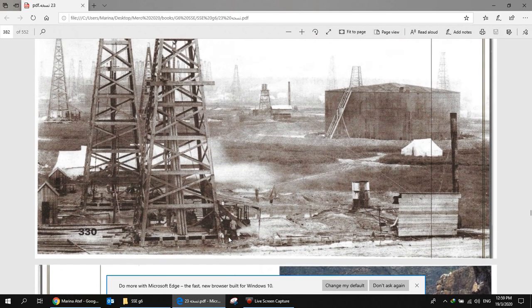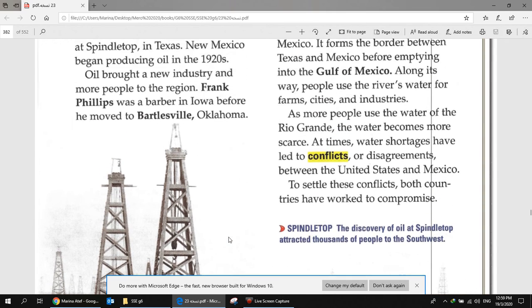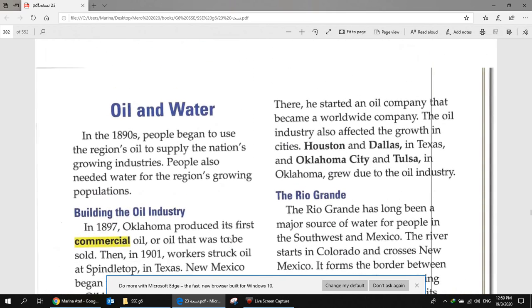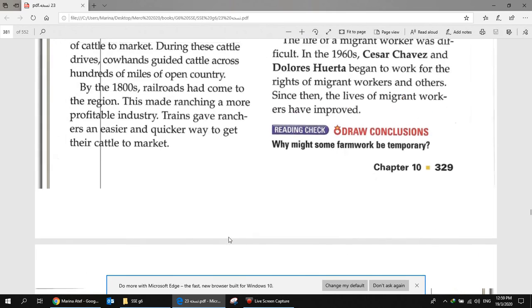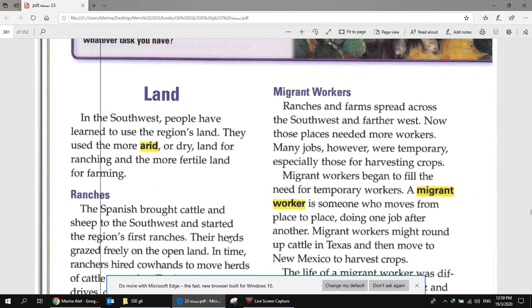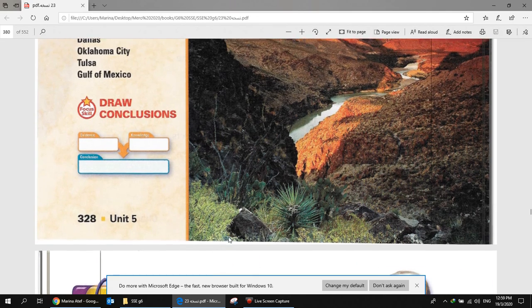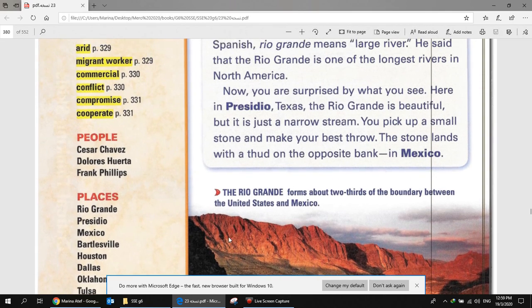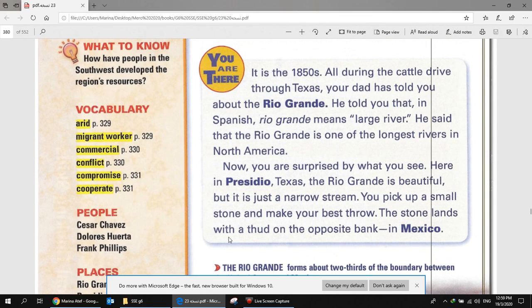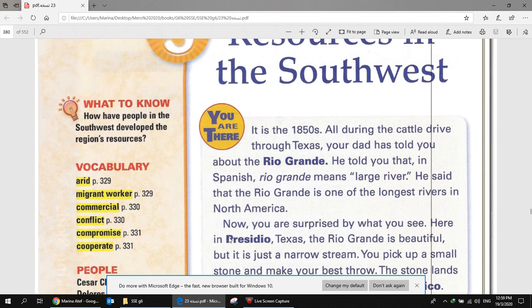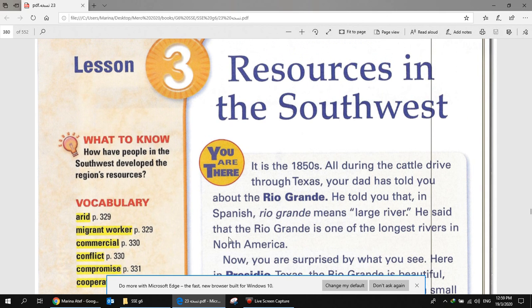Okay, again, grade 6. Let's revise the key terms that we have quickly. Please write all the key terms in your copybook. Study this lesson. This is your homework for today. The key words are arid, migrant worker, commercial, conflict, compromise, and cooperate. The resources in the Southwest.